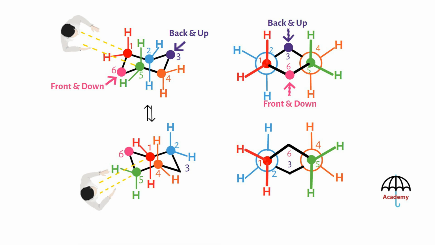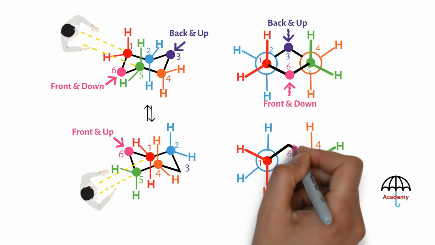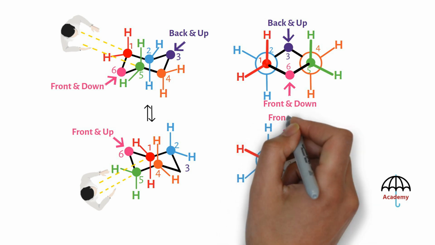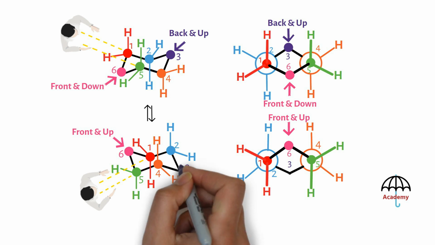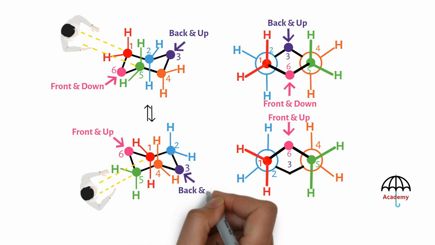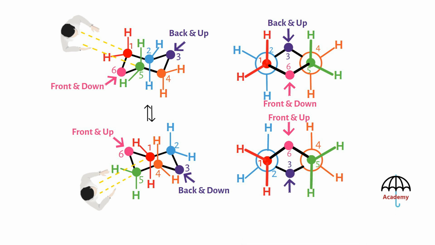Notice that, in the chair form, C6 marked with pink dot is on front and pointing up. In the Newman projection, notice C6 on front and pointing up. C3 in the chair conformation is marked with purple dot and is on back side and pointing down. In the Newman projection, notice C3 on back side and pointing down.